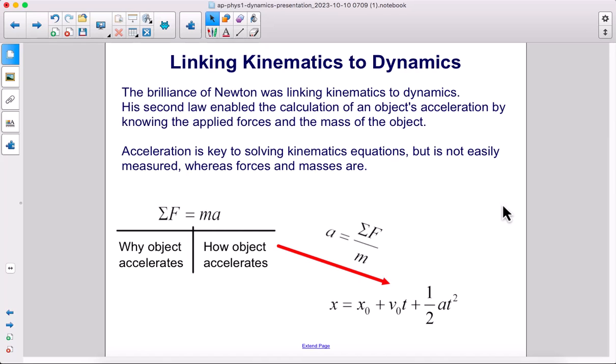The brilliance of Newton was linking kinematics to dynamics. His second law enabled the calculation of an object's acceleration by knowing the applied forces and the mass of the object. Acceleration is key to solving kinematics equations, but is not easily measured, whereas forces and masses are.